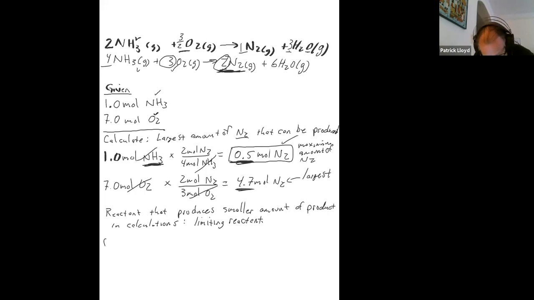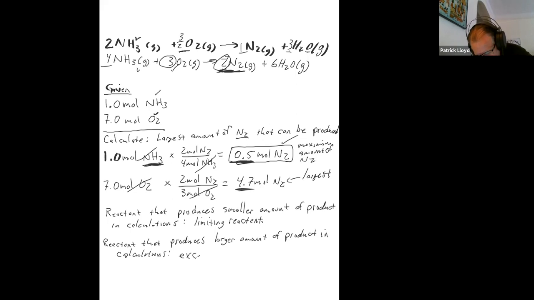The reactant that produces the larger amount of product in your calculations is called the excess reactant. Okay, so for this particular problem, the limiting reactant would be the ammonia, and the excess reactant would be the oxygen.